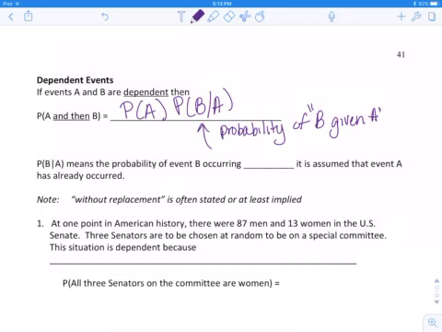Here we can write this out: the probability of B given A means the probability of event B occurring after it is assumed that event A has already occurred. So notice, whenever you see the words "without replacement," dependency is implied.